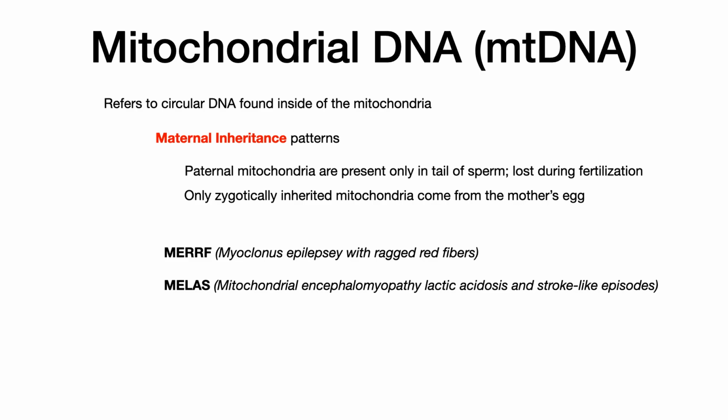So in MRF, you see myoclonus, epilepsy, and under microscopes, you'll see ragged red fibers. And I'll show you an image of what that looks like. In MELAS, you'll see encephalomyopathy, lactic acidosis, and stroke-like episodes. So if you want to spend the time memorizing the name, it will tell you what symptoms you will see.